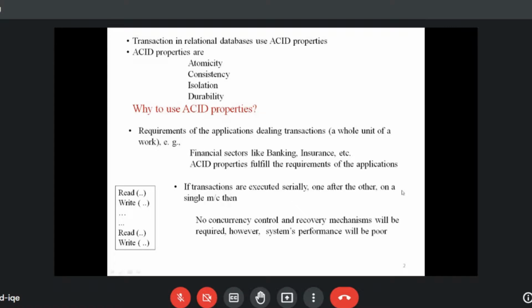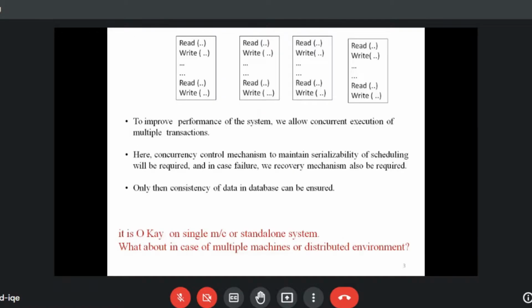If transactions are executed serially one after the other on a single machine, no concurrency control and recovery mechanism will be required. However, system performance will be poor. So in such a scenario, we have poor performance of the system. To improve the performance, we permit concurrent execution of the transactions. So here we have four transactions and we allow their execution.